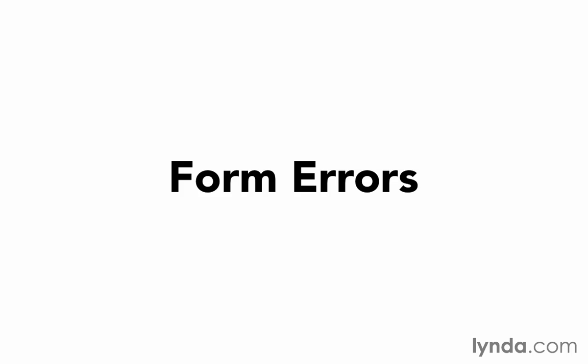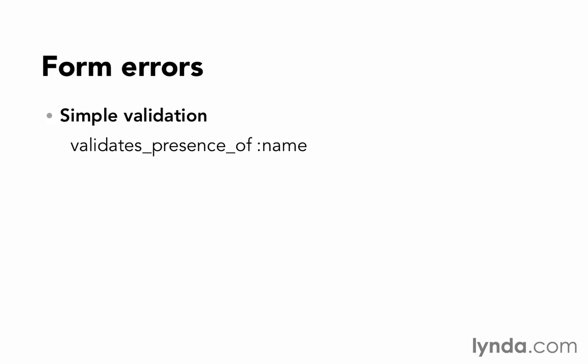In this movie, we'll learn how to handle and display form errors. We won't talk about data validation until the next chapter. We can start by using a very simple validation. We'll add validates presence of name to our subject model. That will require that a subject has some value for the name attribute, or else Rails won't allow it to be saved to the database.